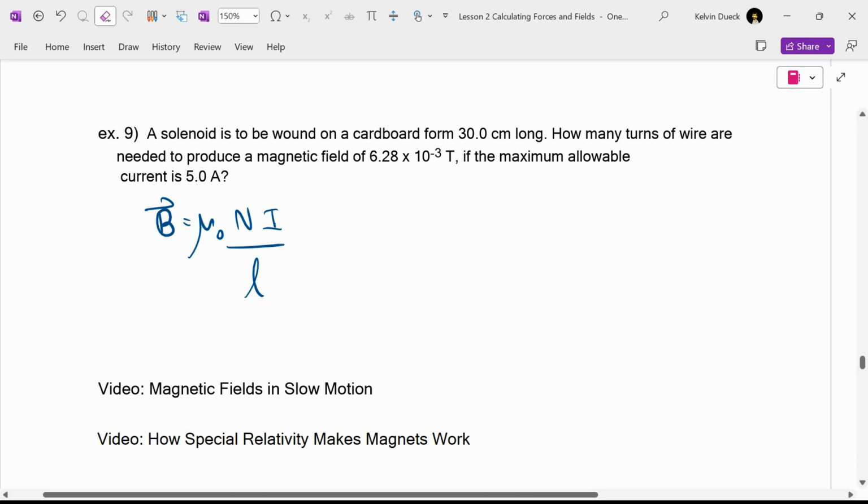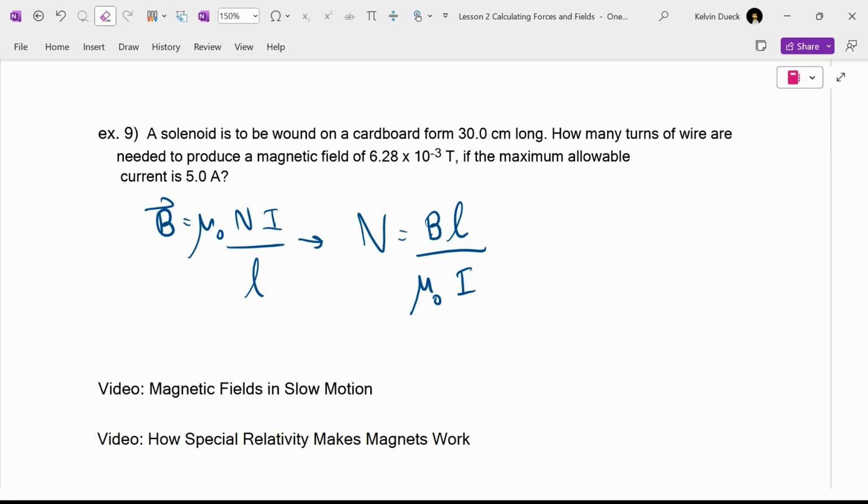Ryan, what do they want me to find here? Get the N by itself, please. Good. Mu naught and the I. Yeah. And what I'm trying to get you to realize is if you are an electronics company, you can really customize to meet whatever your customers want. That's the beauty. One of the reasons solenoids are so ubiquitous and used all over the place is I can create a magnetic field to whatever I need.